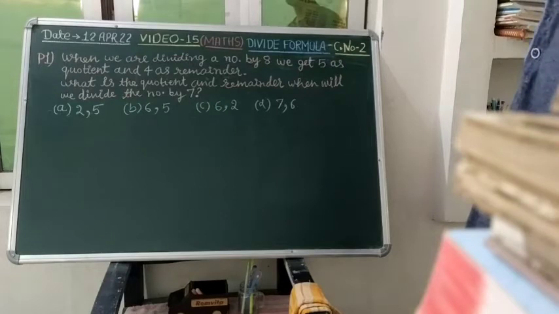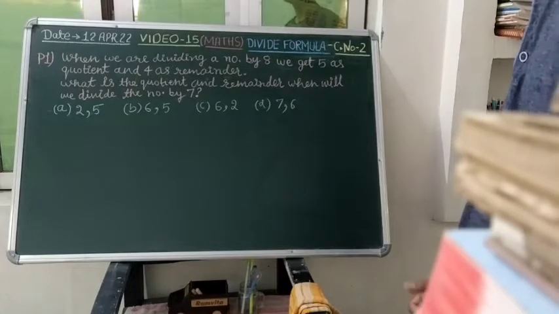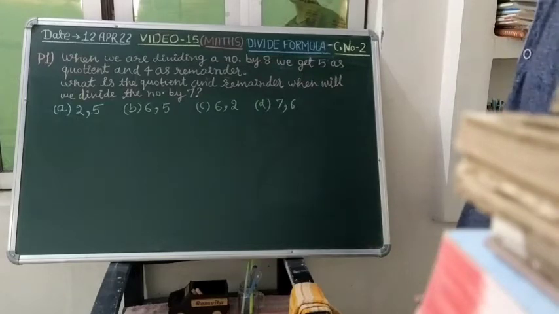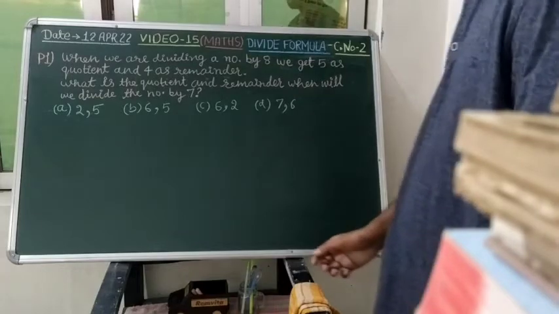The problem is saying that when we divide a number by 8, we get 5 as quotient and 4 as remainder. Then what are the quotient and remainder when we divide the number by 7? Here the question has been changed. They are asking you one more step. So how will we solve it?